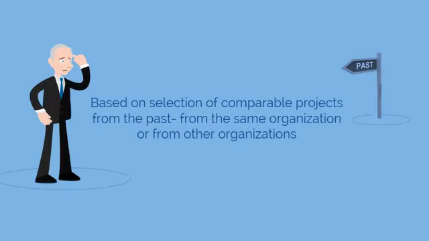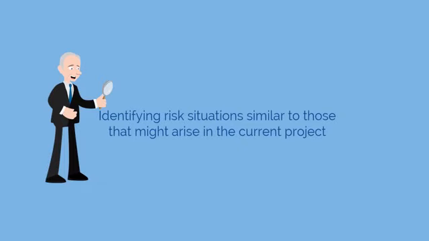First is the historical review. This is based on the selection of comparable projects from the past, from the same organization or from other organizations. It's used to predict risk situations that might arise in the current project.